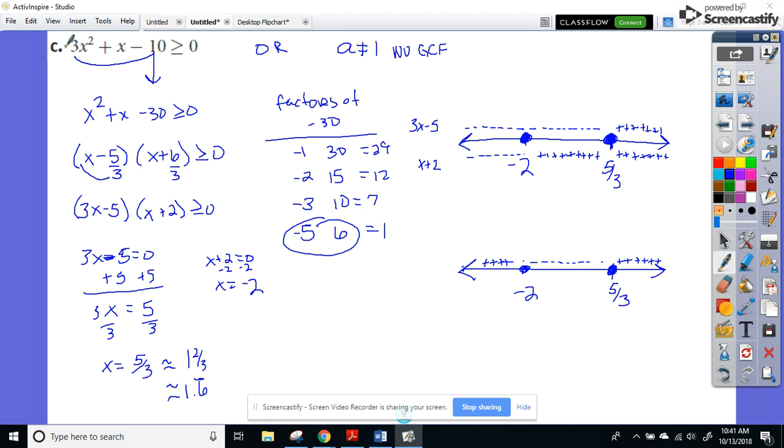So they're looking for numbers that will plug in right here that will be greater than or equal to 0. That means a positive number. So these are the answers that we want. We predicted at the beginning that it would be an OR problem, and it is an OR problem. We're talking about numbers that are less than or equal to -2, or numbers that are greater than or equal to 5/3. So that is your final answer.